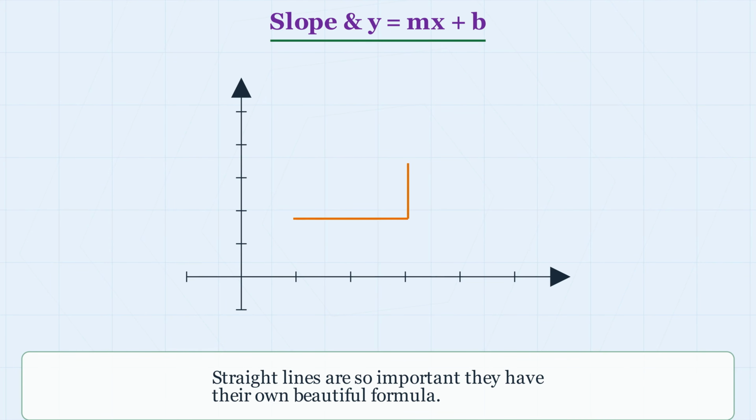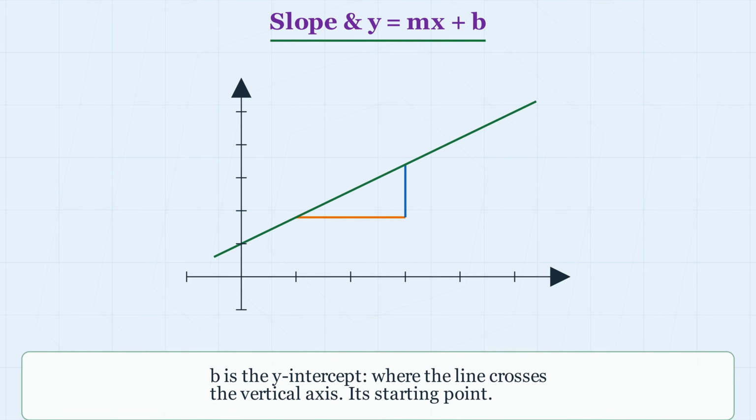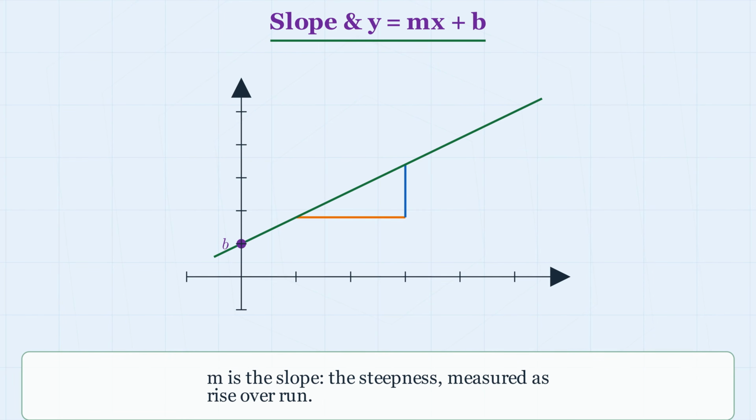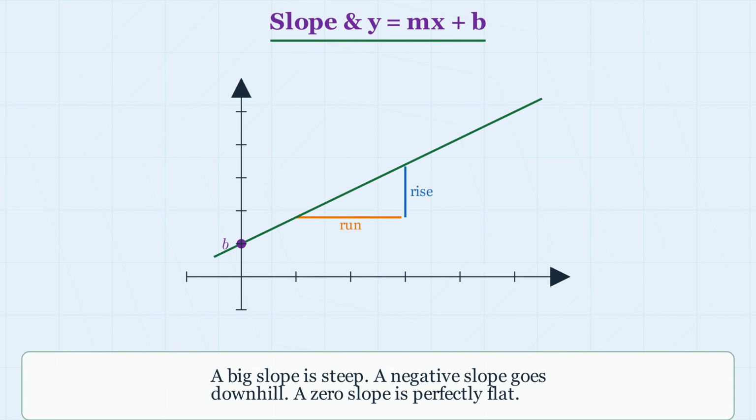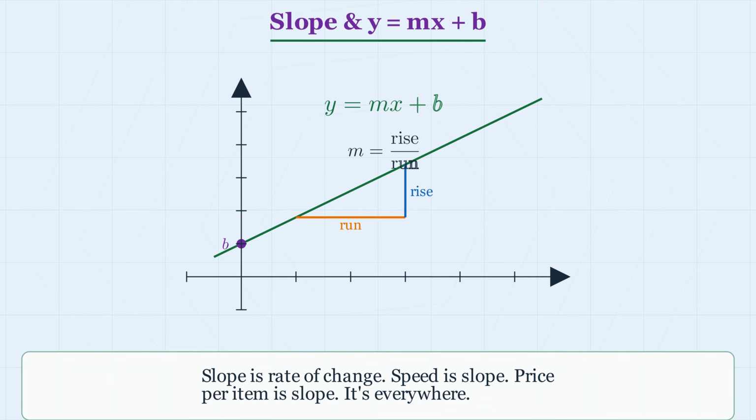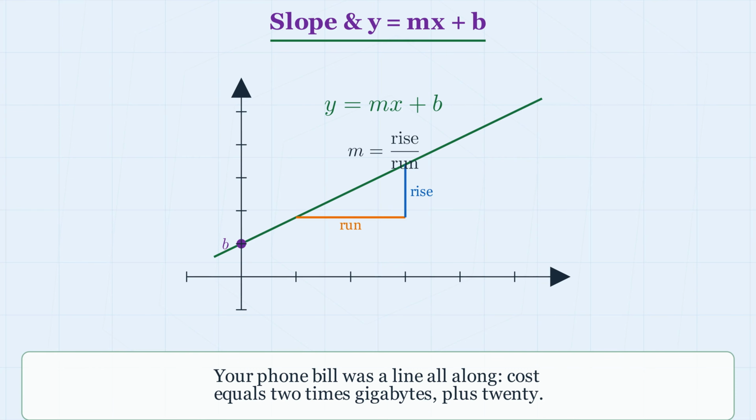Straight lines are so important, they have their own beautiful formula. B is the y-intercept, where the line crosses the vertical axis, its starting point. M is the slope, the steepness measured as rise over run. A big slope is steep, a negative slope goes downhill. A zero slope is perfectly flat. Slope is rate of change: speed is slope, price per item is slope, it's everywhere. Your phone bill was a line all along. Cost equals 2 times gigabytes plus 20.